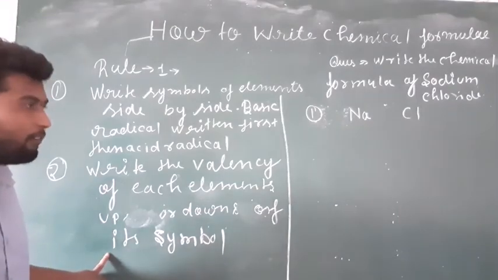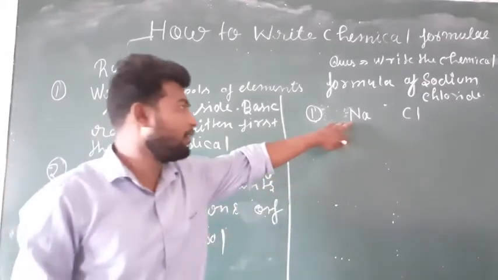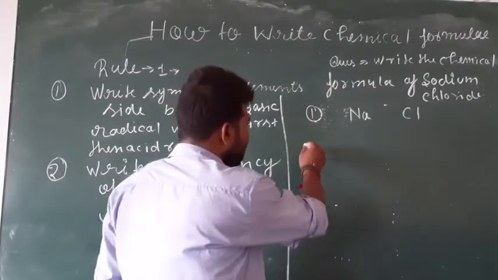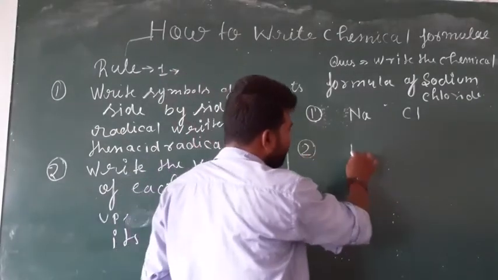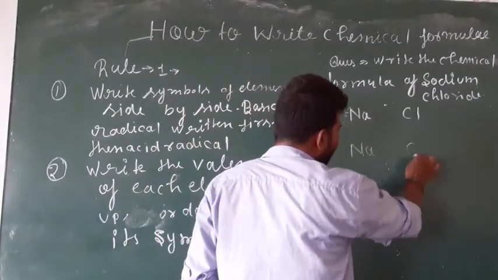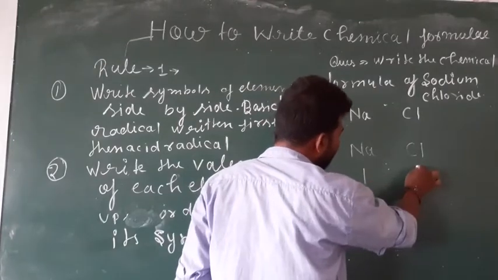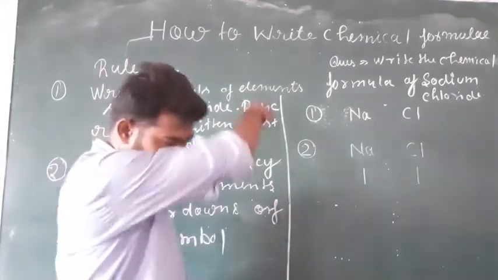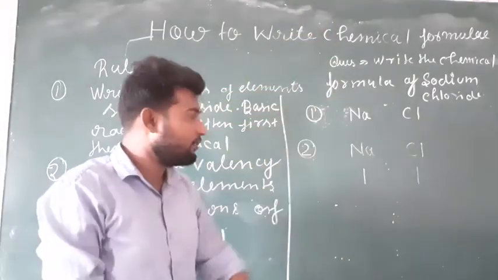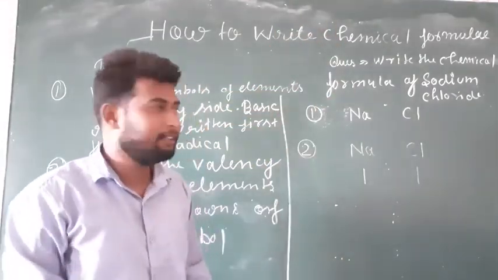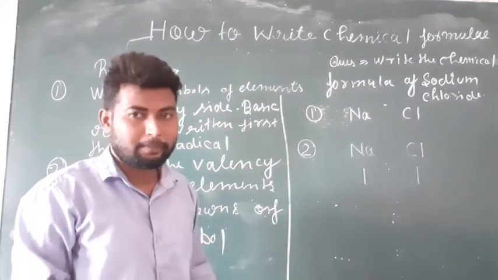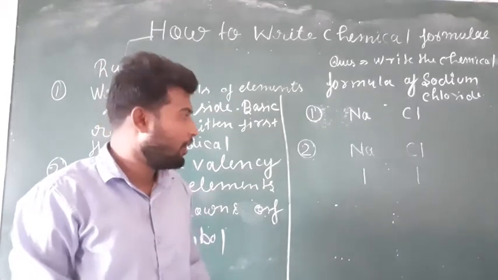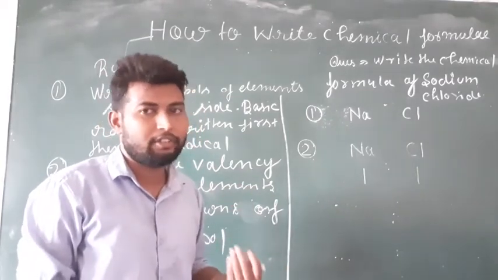Where did we write the symbol? We wrote the symbol here by the help of rule first. So when we follow rule second, you write the valency downside or upside, depending on you. Students, from where do I know the valency? You find the valency with the help of radicals. So please watch the video on radicals, then you will be able to find out how much charge is present on which element.